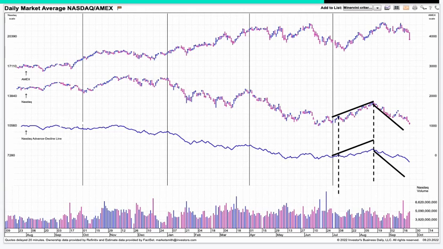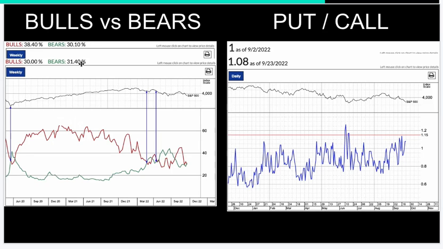Now, from then on, we're moving on to the sentiment. And here I've put for you the numbers last week for the bulls and bears, and the put call ratio, and the numbers this week. So as you see, we've lost about 8% of the bulls, but we only gained 1% into the bears.